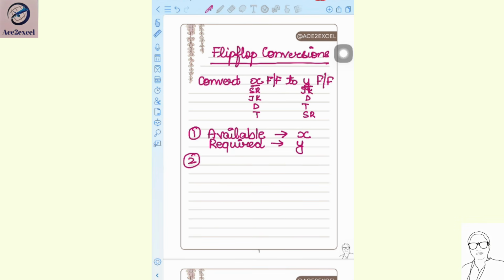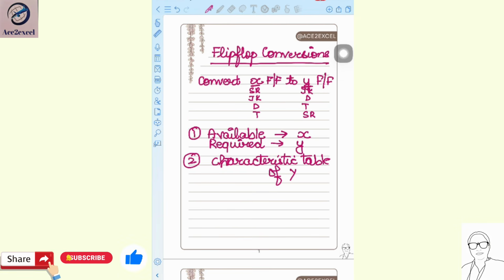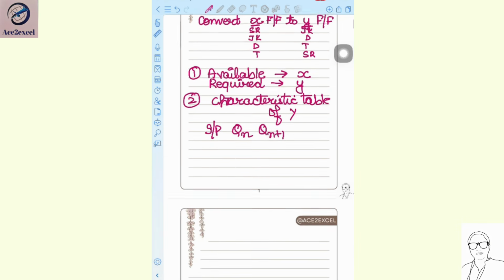Second step, I want X flip-flop to behave as Y flip-flop. Behavior means characteristic. So I will make the characteristic table of Y flip-flop. What are the elements of the characteristic table? The elements are whatever the name of the flip-flop is, those inputs, then present state, then next state. So we'll make one table known as the characteristic table for Y flip-flop.